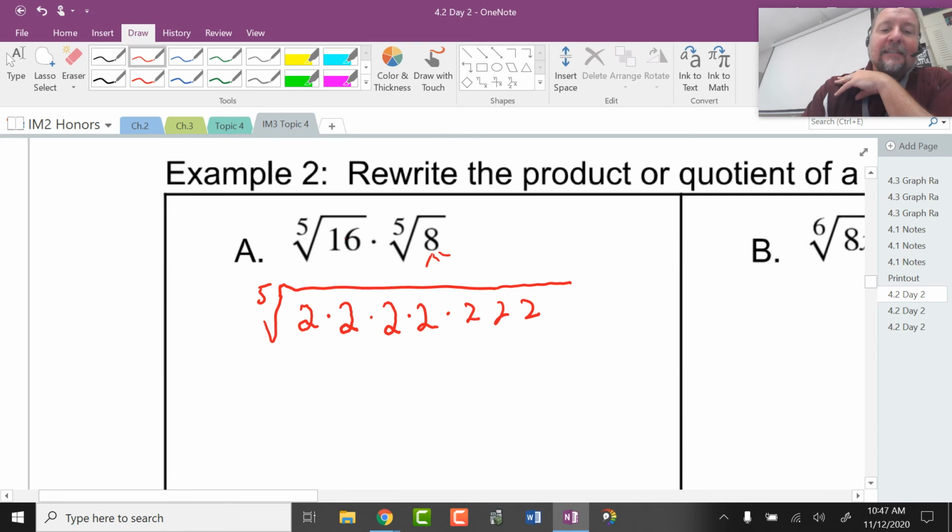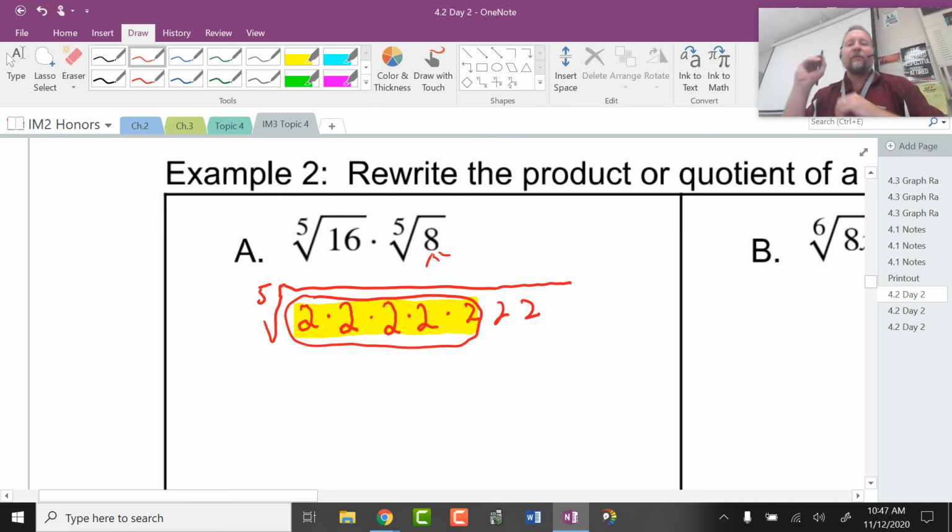But the fifth root of 16, not good enough. 16 is 2 times 2 times 2 times 2. It's only 4 twos. But then when I write this as one big radical and add the 3 twos from 8, now I have this. And now I can take that 2. That is 5 twos multiplied together. What's the fifth root of 5 twos multiplied together, Hannah?